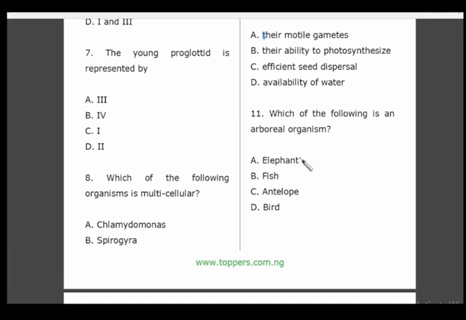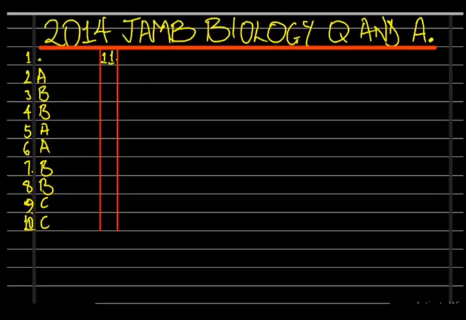We have elephant to be a terrestrial organism. Fish is an aquatic organism. Antelope is also a terrestrial organism. The only option there we have is the bird, which is option D. And then we move to question 12.